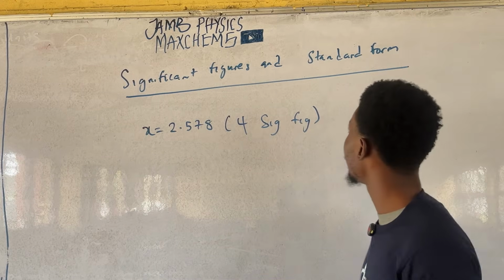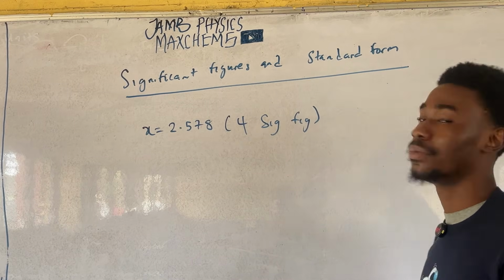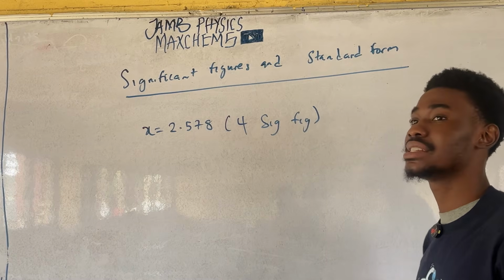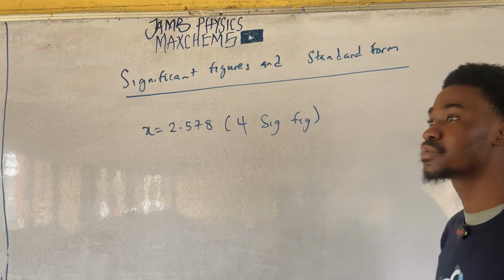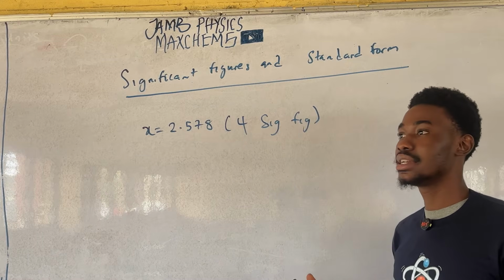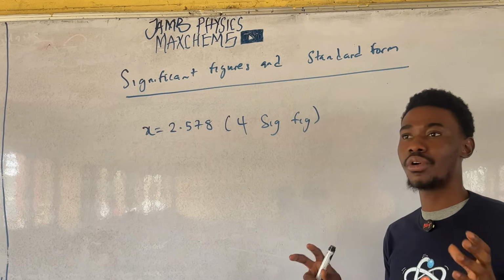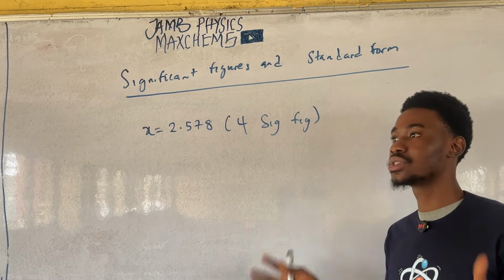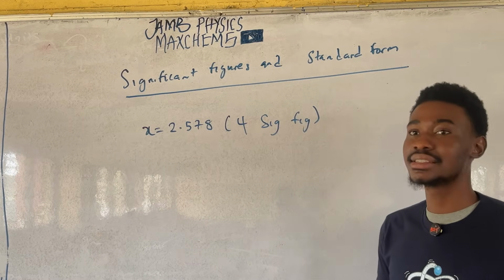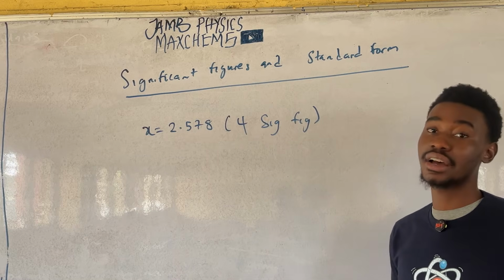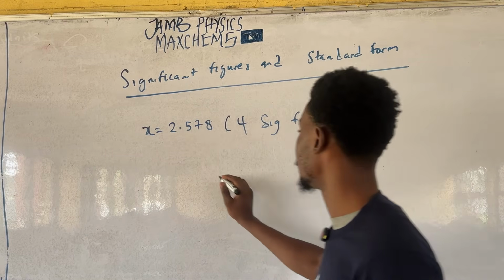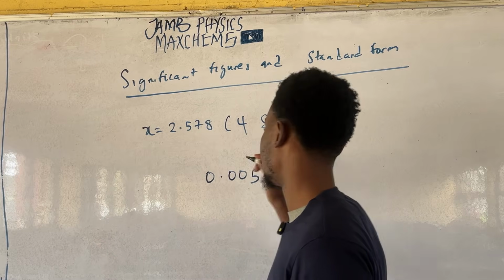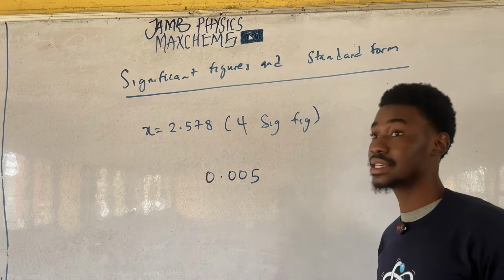So how about standard form? When we say write something in standard form, it simply means express it in a particular type of mathematical way that helps us eliminate certain zeros and simplifies our calculation. Let's say I have 0.005 and I would like to write this in standard form.